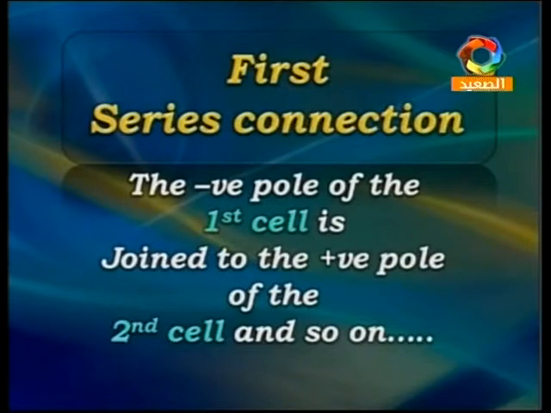The first type is the series connection. What's meant by series connection? It's when the negative pole of the first cell is joined to the positive pole of the second cell, and so on. It means we have many dry cells connected to each other, the negative pole of the first cell joined to the positive pole of the second cell, and so on.